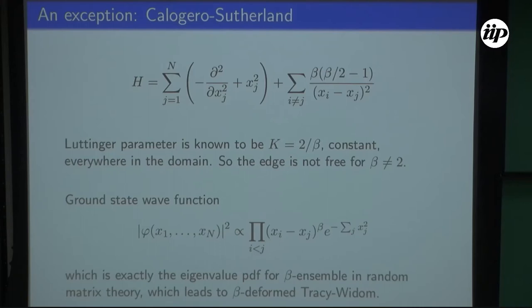So Tracy-Widom technically is the distribution of the rightmost particle, if you want. So the distribution of the rightmost down or up spins. Yes. So this will go to Tracy-Widom.